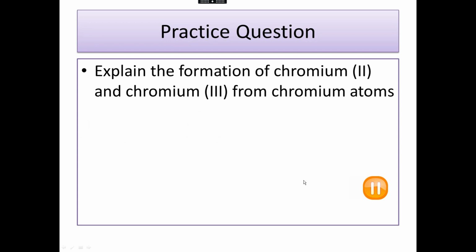Okay, but here we go. Here's a GCSE level question. Can you explain how chromium-2 would be formed from a chromium atom? How would chromium-3 be formed from a chromium atom? So don't worry about what I said about colour changes. Just concentrate on, imagine a chromium atom. How would it change into chromium-2? That same chromium atom, how could it change into chromium-3 instead? Come up with an answer. Pause the video now.